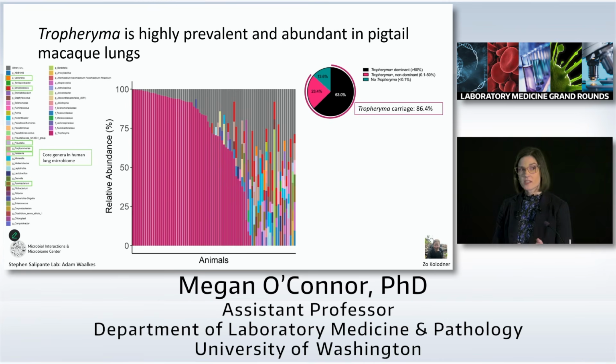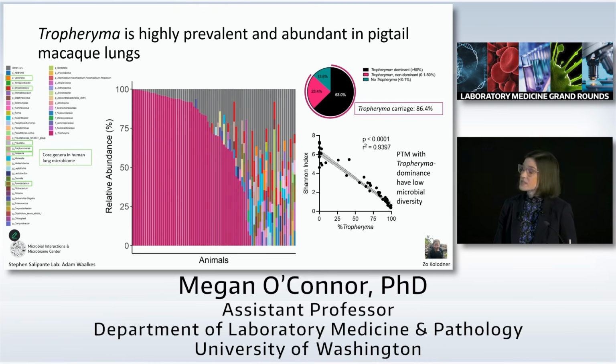And it's no surprise that if we have what we're calling Tropherma dominance, that overall these animals are going to have low microbial diversity. And so this is kind of going against what we think of as being a healthy lung. And I should note that all of these animals are just random ones from our colony, and so these are all considered healthy macaques.